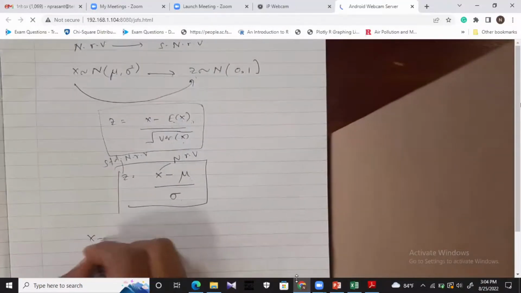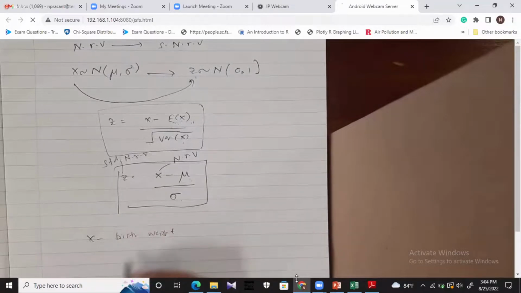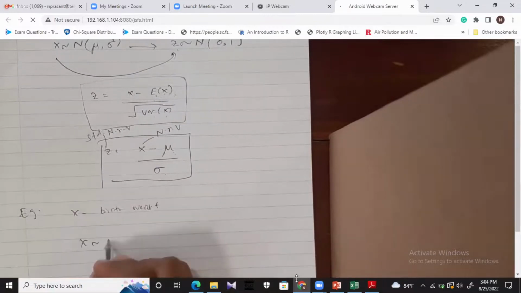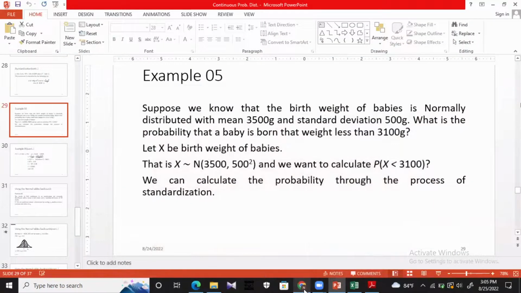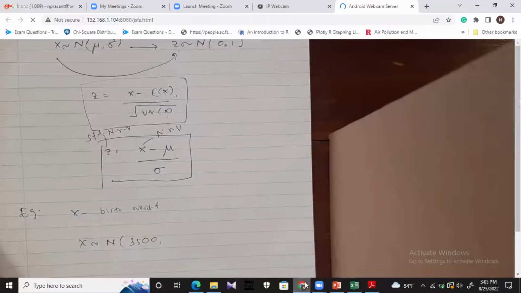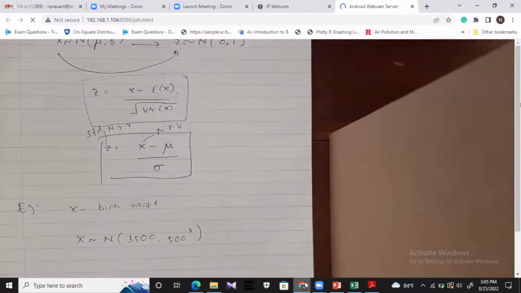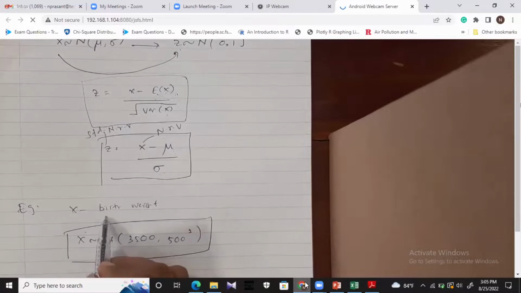X is birth weight. So X is normally distributed with mean 3,500 and variance 500 square. The standard deviation is given as 500, so the variance should be 500 square. This is what we are given about X. Now X is what? Birth weight.